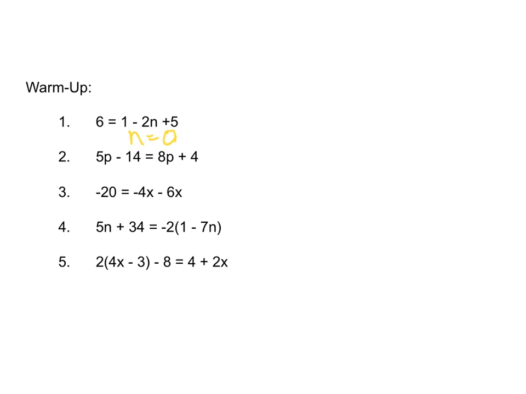Let's look at number 2. Number 2 is 5p minus 14 equals 8p plus 4. I'm going to look at it, see is there anything that I can combine on either side? There is not. So then I'm going to take all of my variables, my letters, and I'm going to put them on the left-hand side.